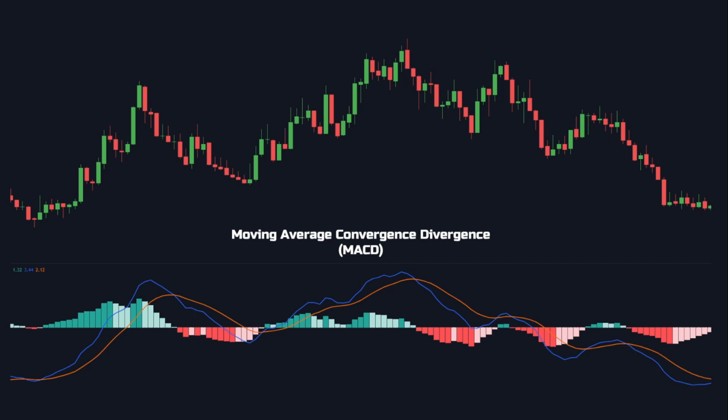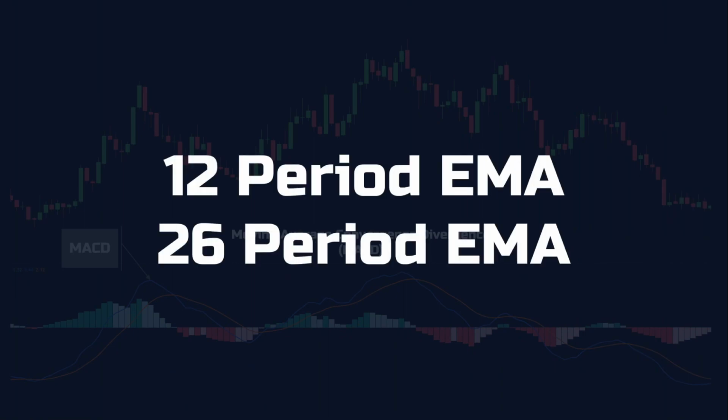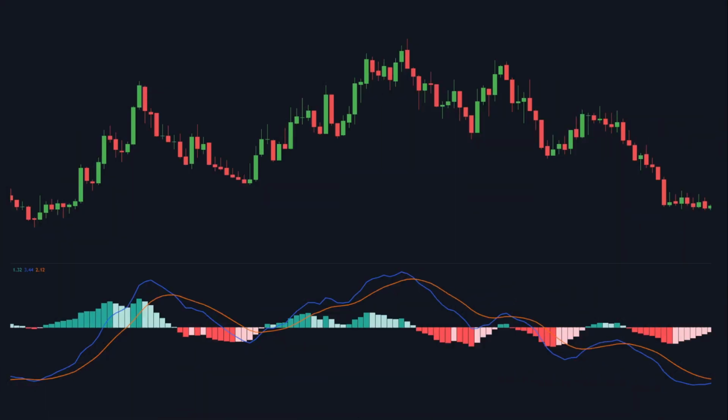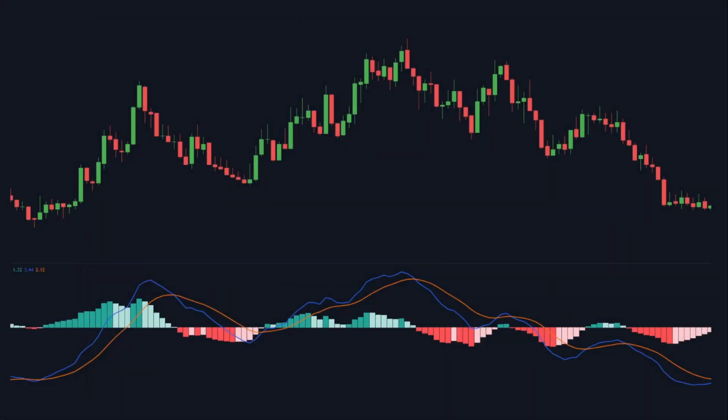MACD, or Moving Average Convergence Divergence, is a trend-following indicator. The MACD indicator shows the relationship between two exponential moving averages of a security's price. Although a trader can set any two exponential moving average periods, the commonly used periods for the MACD indicator are the 12-period EMA and 26-period EMA. The MACD line is calculated by subtracting the long-term, or the 26-period EMA, from the short-term, or the 12-period EMA. The exponential moving average places greater weight and significance on the most recent data points.